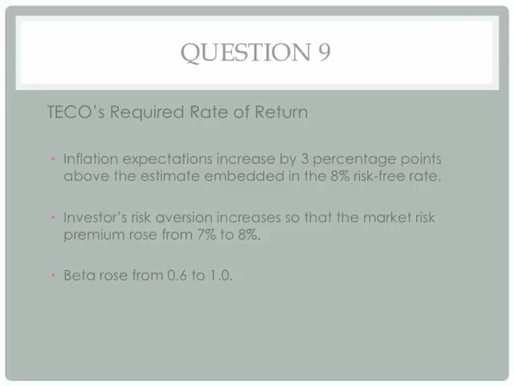If an investor's risk aversion increased so that the market risk premium rose from 7 to 8%, the risk-free rate stayed the same at 8%, and the market return rate increased to 16%. This would increase the required rate of return for TICO from 12.2% to 12.8%. If the beta of TICO rose from 0.6 to 1.0, this would give TICO a required rate of return equal to that of the market return rate. They would both be 15%.